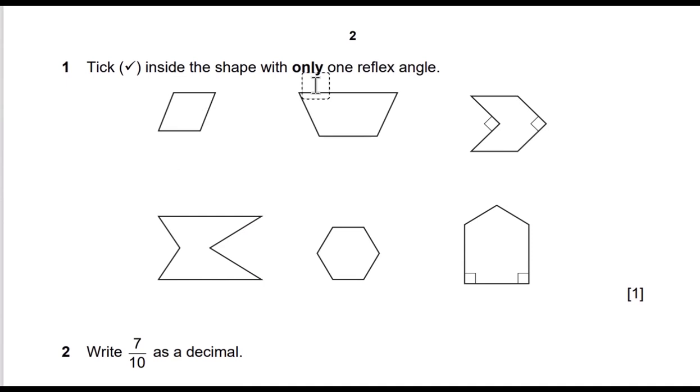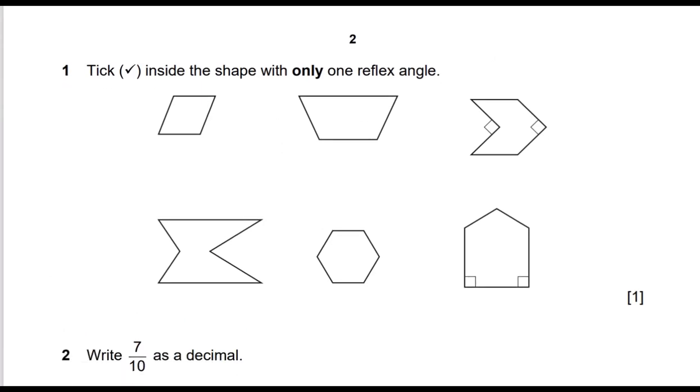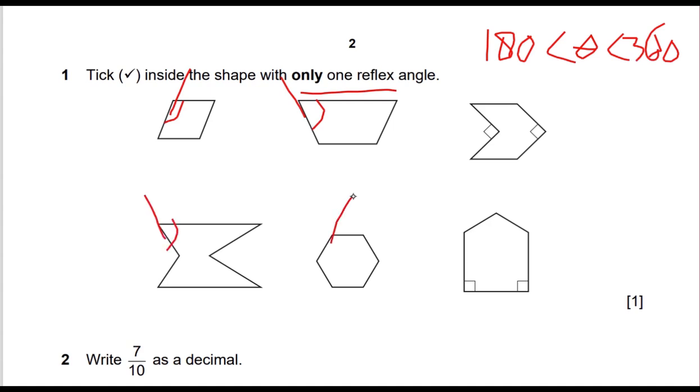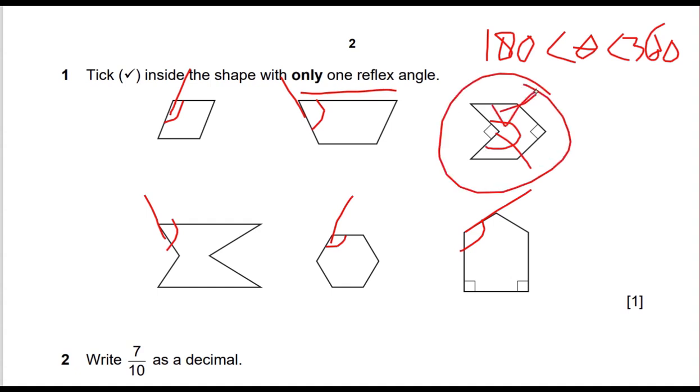Tick inside the shape with only one reflex angle. So what do you think is a reflex angle? A reflex angle is an angle between 180 and 360. So a reflex angle will be greater than a straight line. If we draw a straight line, this angle is definitely less than 180. This is less than 180, this is less than 180, this is less than 180, all are. And this one is more than 180. So this is the answer, as this shape has one reflex angle, more than 180.